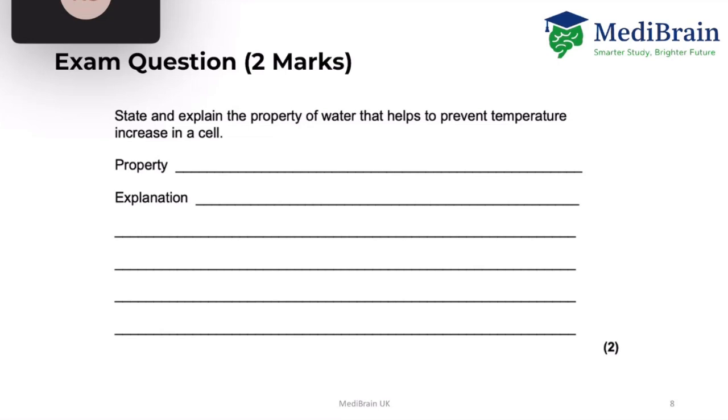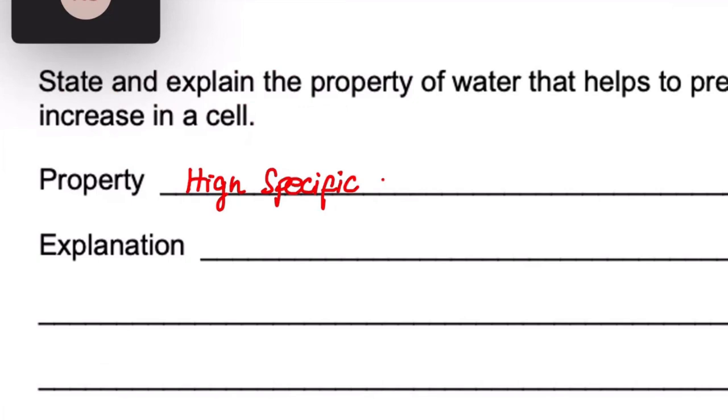So remember, a metabolite is the sum of the chemical reactions. Solvent makes it very useful for dissolving and also chemical reactions. High specific heat capacity allows a buffer in a change in temperature. Okay, and we're talking about temperature here, so the property is going to be a high specific heat capacity.